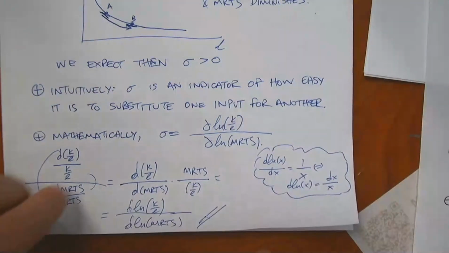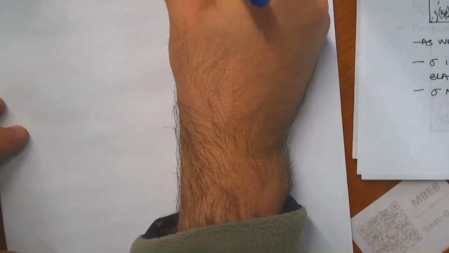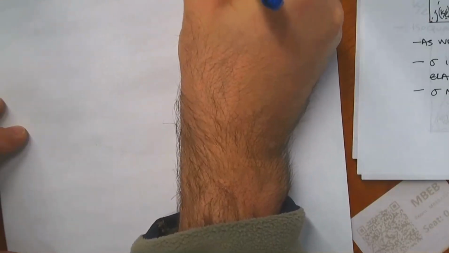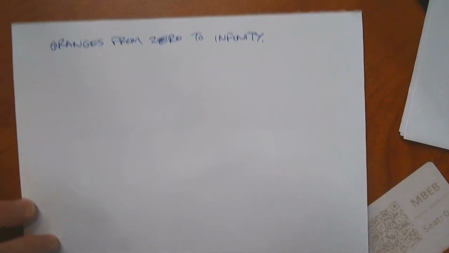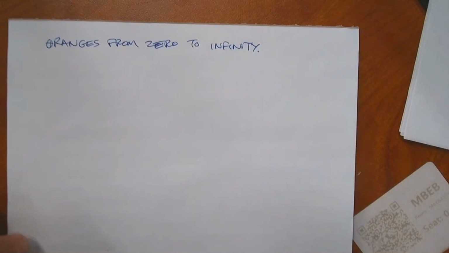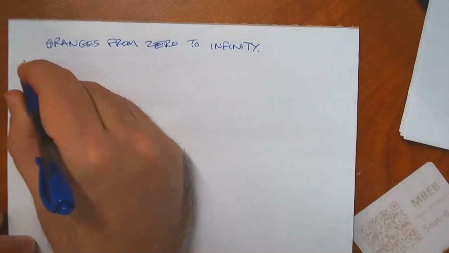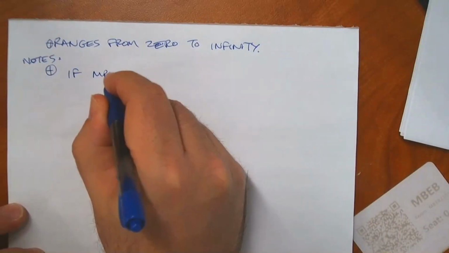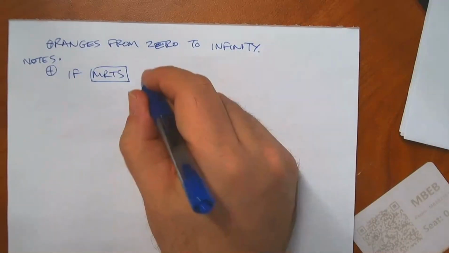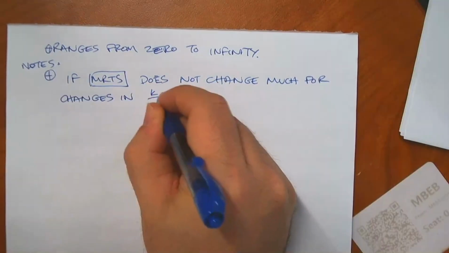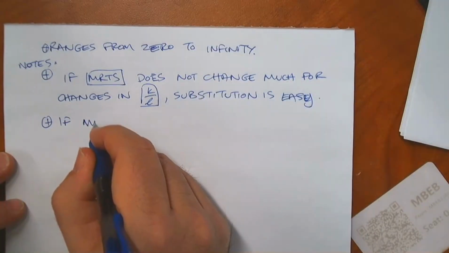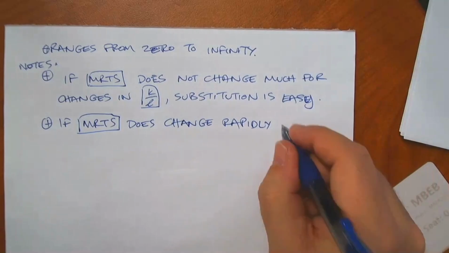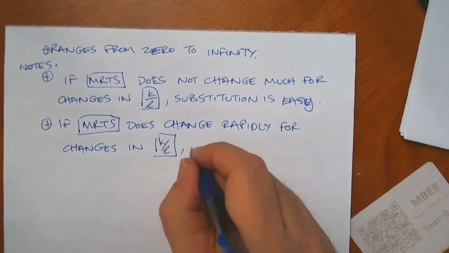The elasticity of substitution also ranges from 0 to infinity. Okay. So, a few other notes about this concept. If the MRTS does not change much for changes in K over L, substitution is easy. On the other hand, if the MRTS does change rapidly for changes in capital over labor, substitution is difficult.